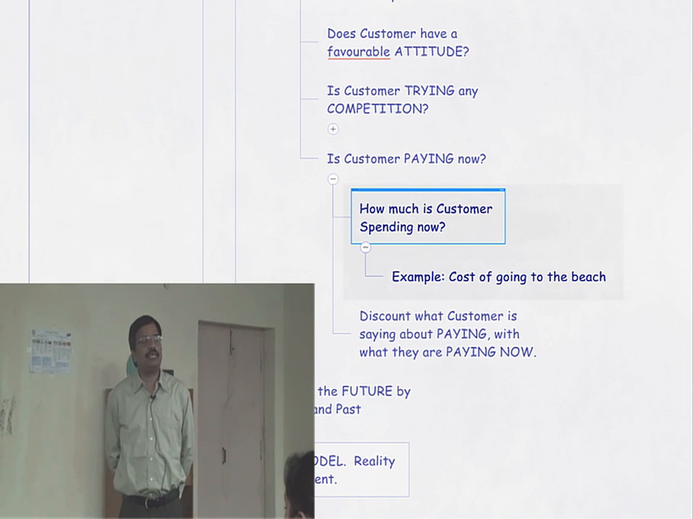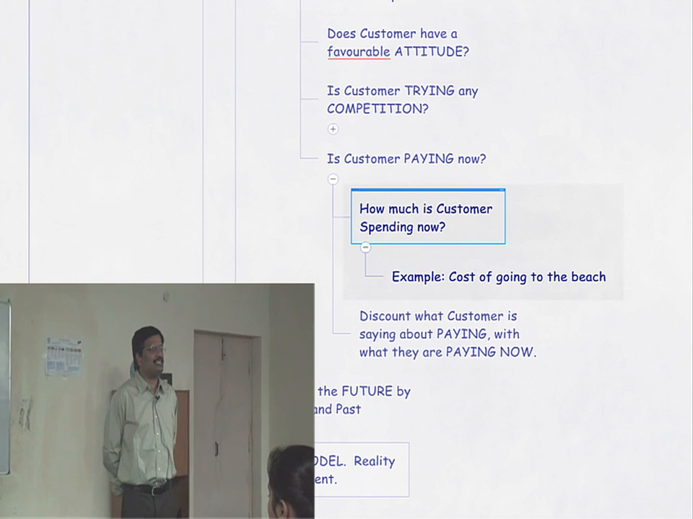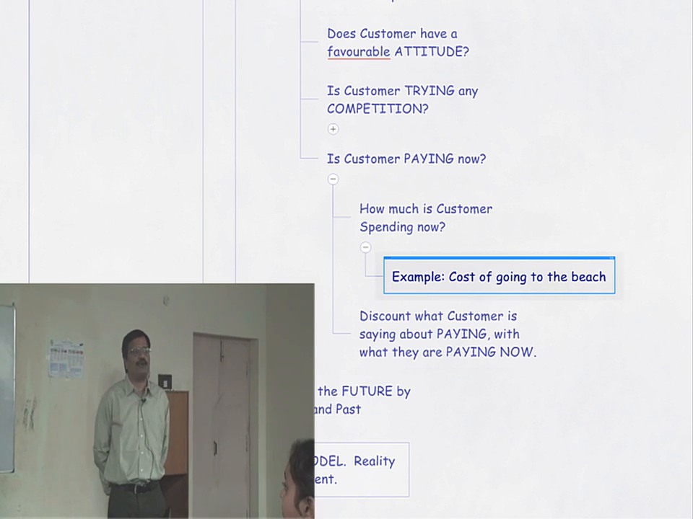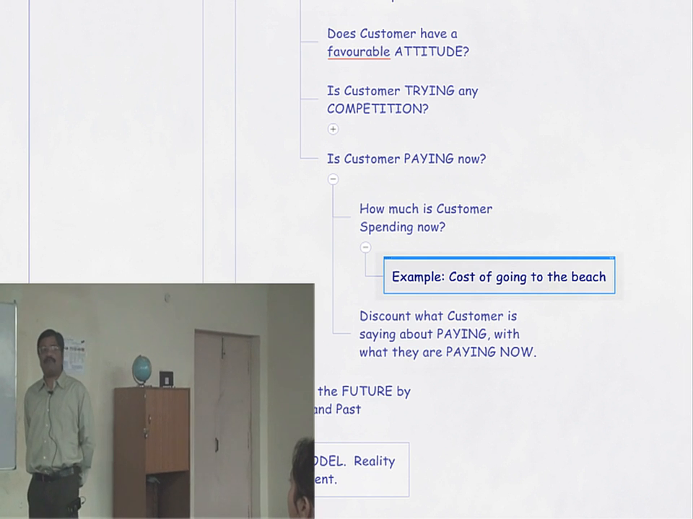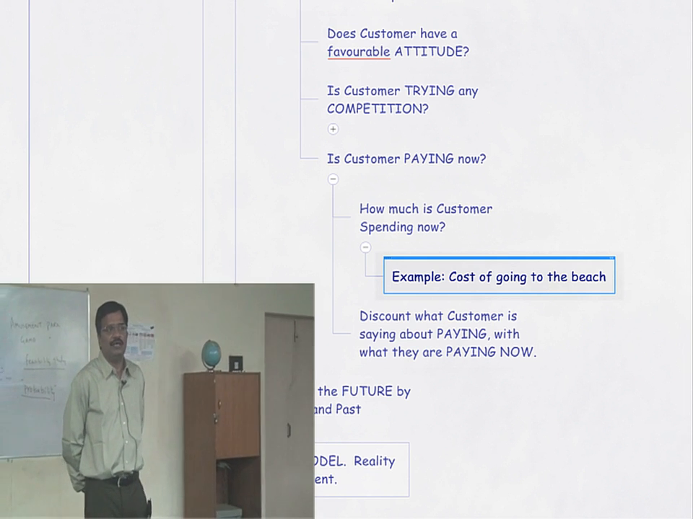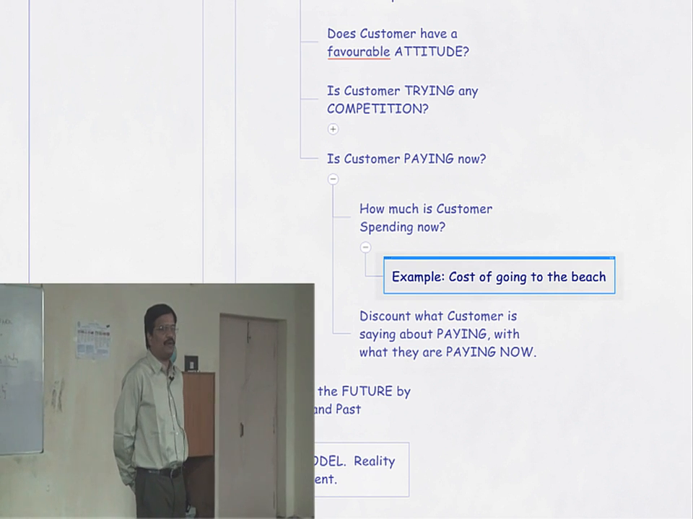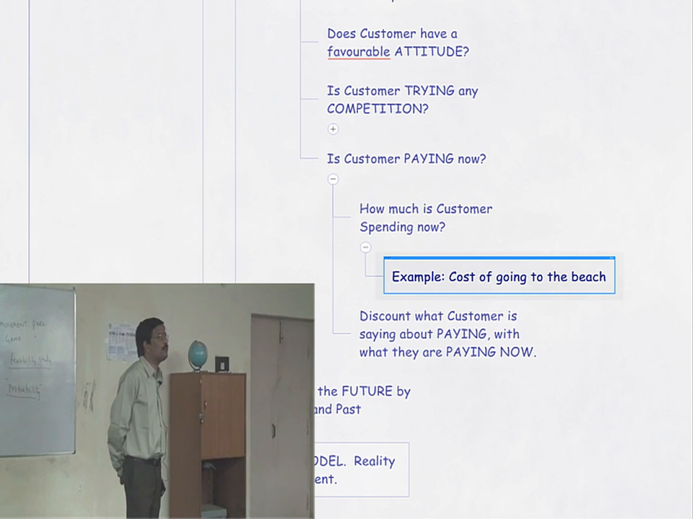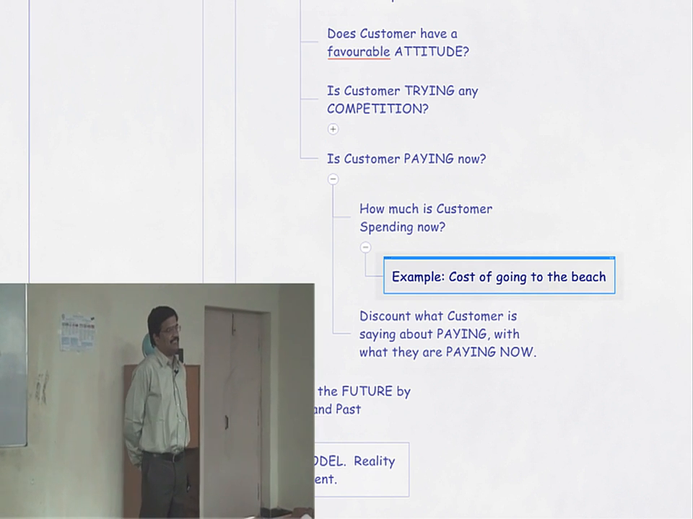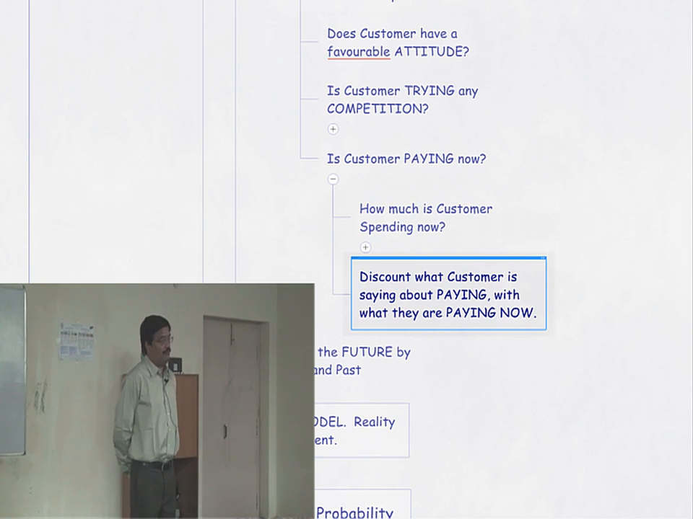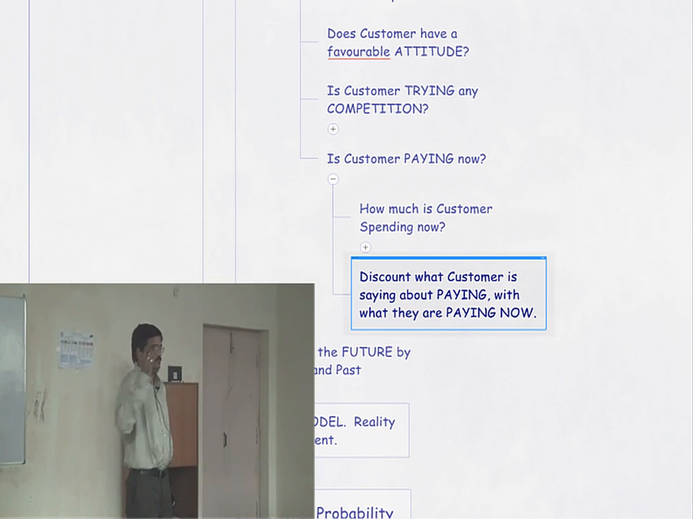For example, he is going out to outdoor entertainment. But what is he doing now in outdoor entertainment? How much is he spending? Suppose he goes to the beach and eats moompali, which is 3 rupees or 5 rupees, let's say. Even if he says, I am willing to pay 100 rupees for an amusement park, the probability is less. Somebody who is spending 5 rupees today when he goes to the beach, the chance that he spends 100 or 200 rupees in an amusement park is less. Okay. So one has to discount again what he is saying about paying with what he is actually paying now.